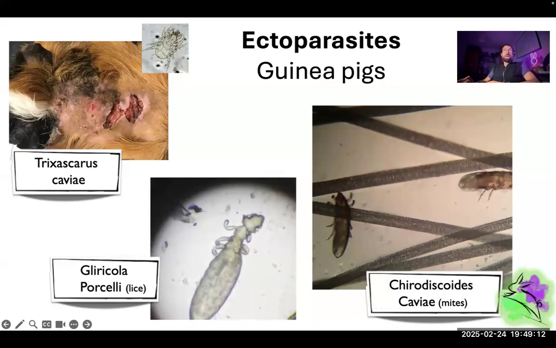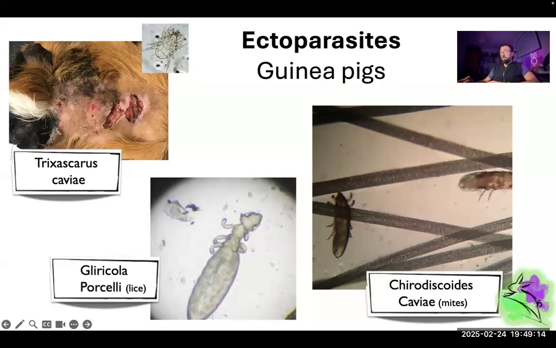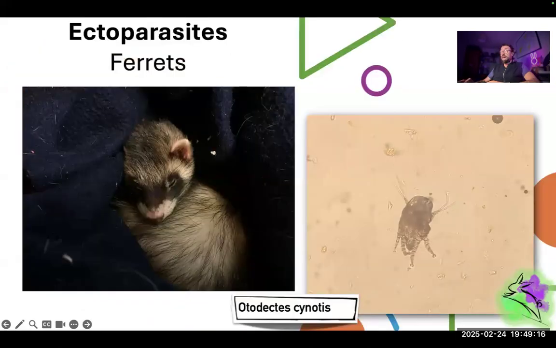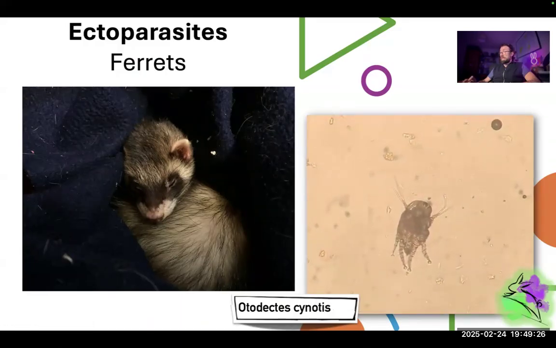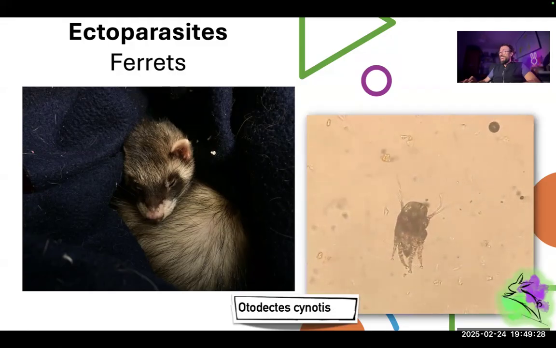Then we have the last one that I want to mention, because these are also quite common: the ectoparasites of ferrets. This one is the Otodectes cynotis, and this is a little bit creepy, more than the others probably. And this is mainly localized in the ears.